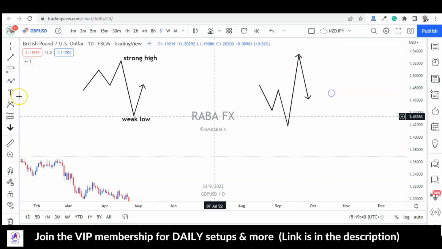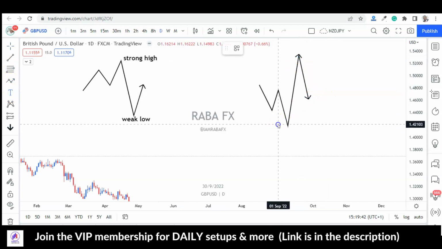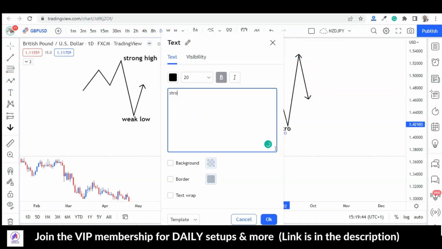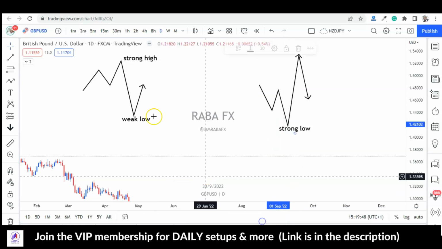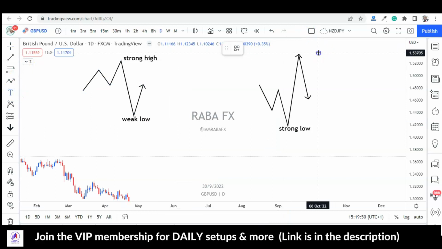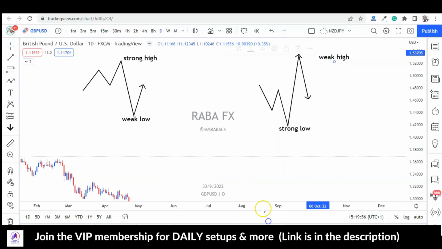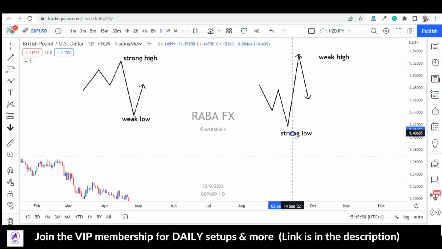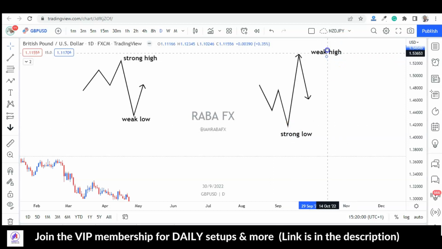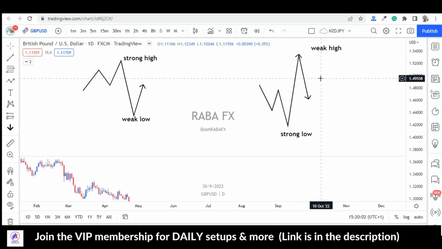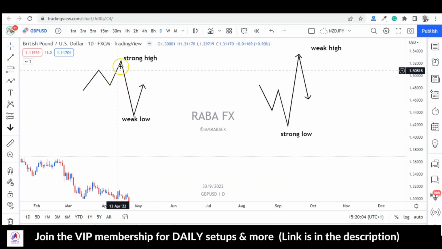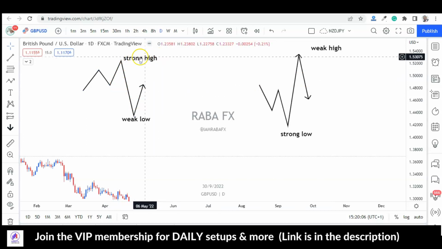For the bullish, we have this as well. This is a strong low, and we have a weak high. Now pay attention, because at the end of this video you are going to learn this and you can start using it as a form of strategy.